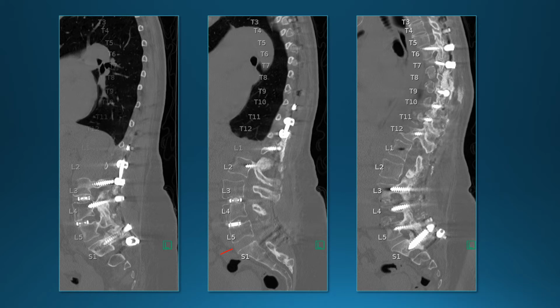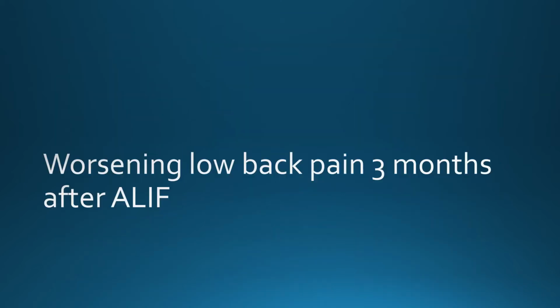There also was some lucency around the screws here, so the L5-S1 probably hadn't fused. So the patient underwent an anterior discectomy and fusion, and 3 months after his ALIF, anterior lumbar interbody fusion, he came back with worsening back pain.